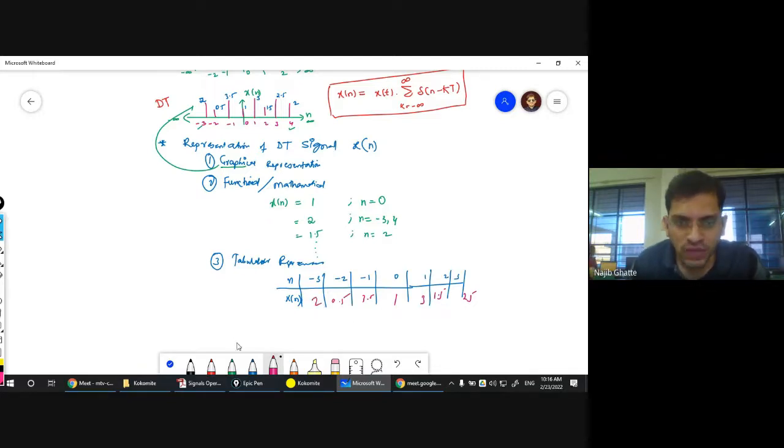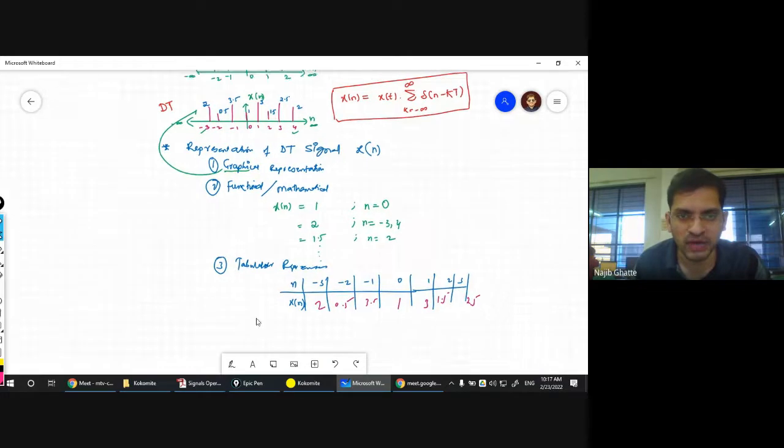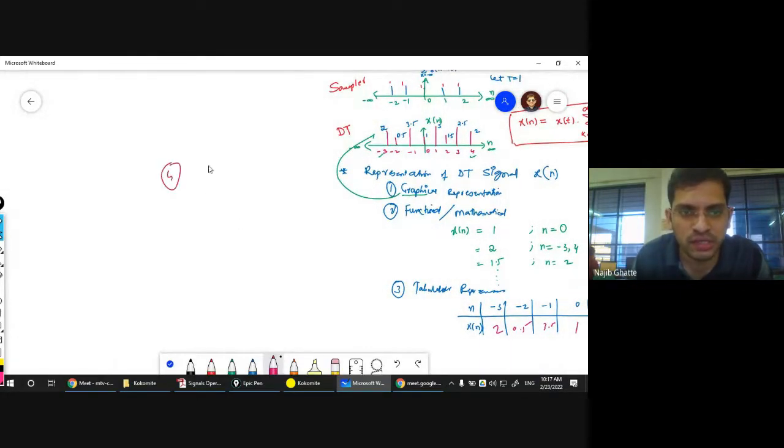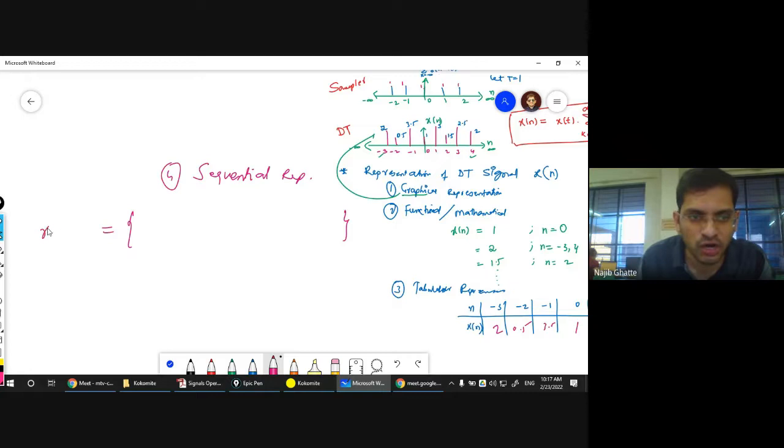The fourth method we call the sequential representation. I have told you there are 4 ways. The fourth way we call sequential representation because I'm going to write numbers in a sequence. How do I write? In order to write numbers in sequential form, I first make curly brackets, open and close, and write over here x of n.